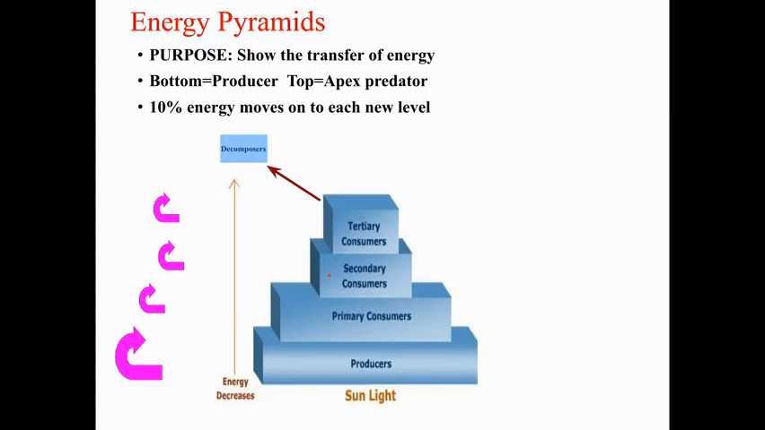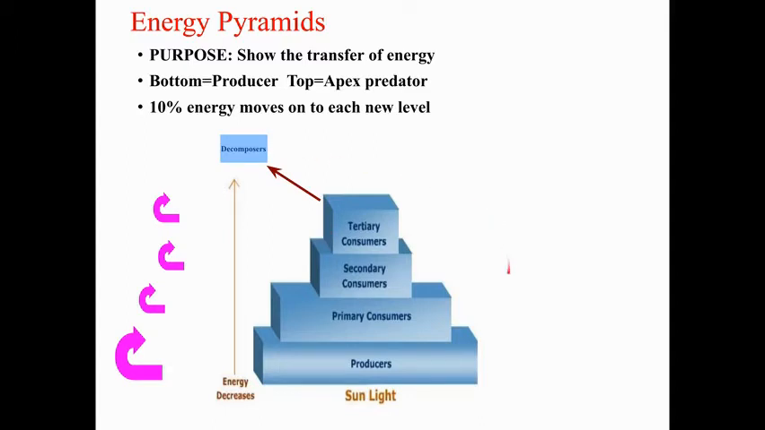The secondary consumers would be organisms that are eating primary consumers. So this could be omnivores eating meat, or it could be carnivores eating meat. Only 10% of that energy will move on to the tertiary consumers, or the apex predators. Finally, the last remaining part of energy moves on to the decomposers, and they use it for their life processes.